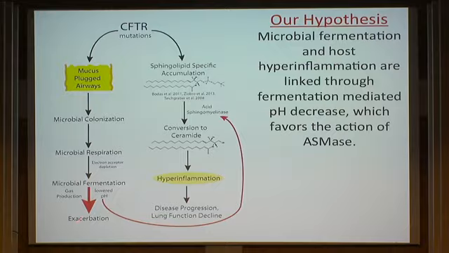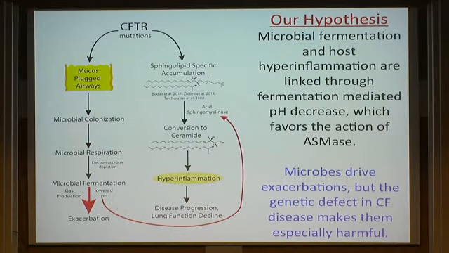But at the same time, this fermentative response lowers the pH of the lung, leading back to this enzyme that we know is one of the principal enzymes for the conversion of sphingolipids, which are accumulating due to CFTR mutations, to ceramide. So the exacerbations are essentially driven by microbes, but the genetic defect in the disease makes them especially harmful. That is our new kind of model system about what we think is going on longitudinally in these patients.